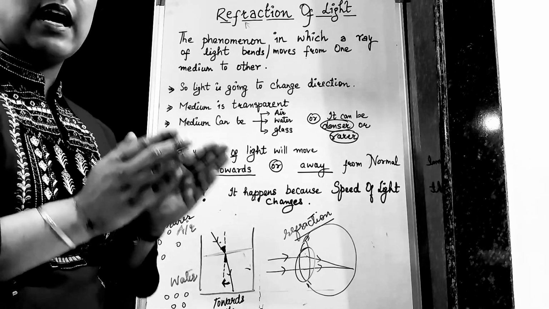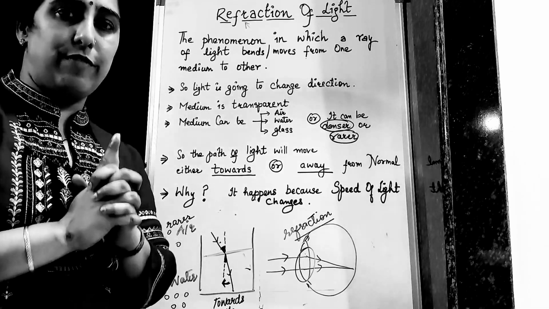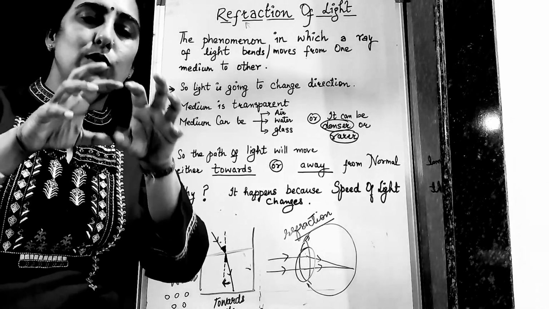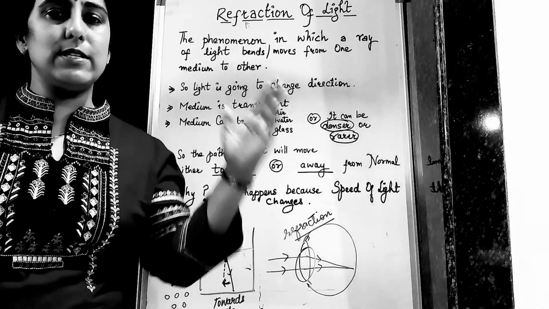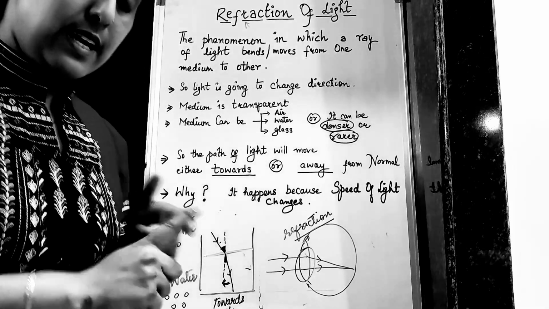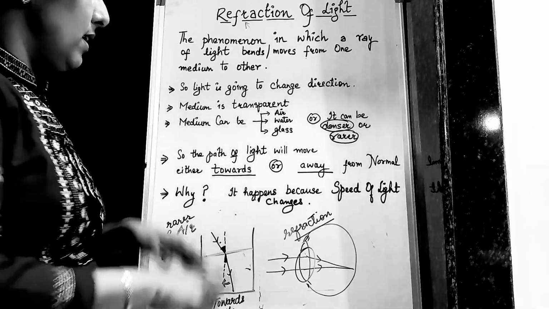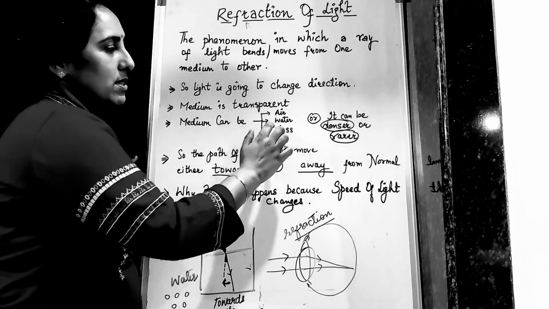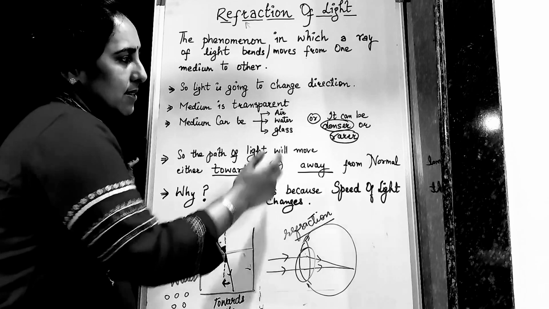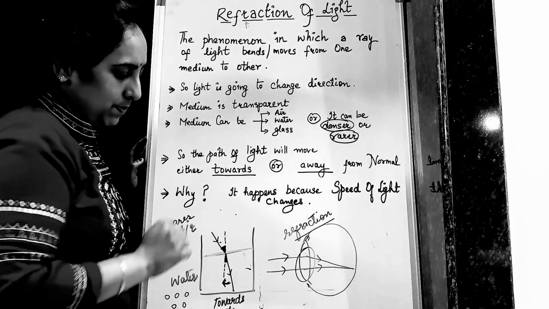The molecules are differently arranged in both the mediums. In case of air, the particles are loosely arranged. Molecules have got enough space, so the speed of light in air is quite good. But once this light enters into another medium, that is water, then what happens? This medium becomes a bit closer. The space is less, and because of this, the speed of light slows down.